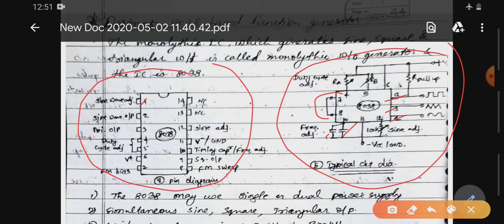Pin number 11 is to be connected to ground or minus VCC. Pin number 12 is sine adjustment, sine shaper we can say. So by using a variable resistor of 100 kilo ohm at pin number 12, we can reshape the sine wave, we can give the proper shape to the sine wave. Okay, so this is the typical circuit diagram of IC 8038.